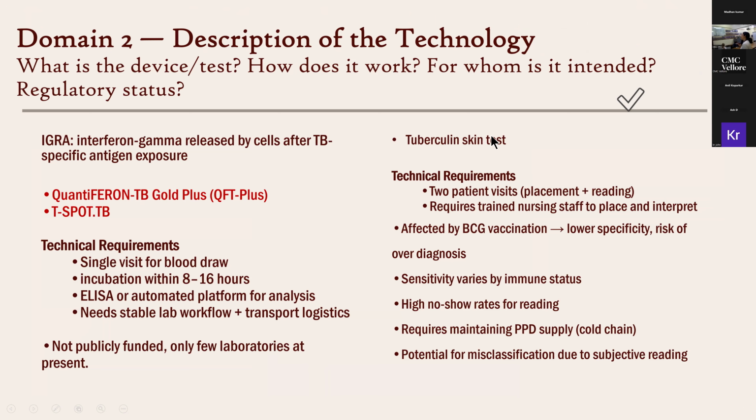So domain 2 is the description of the technology. I'm not going to go into the details because we sort of know what TST and IGRA are, but they actually describe how a TST is done and how an IGRA is done. In Canada, they have two IGRA machines: the QuantiFERON-TB Gold and the T-SPOT are the two that they have.